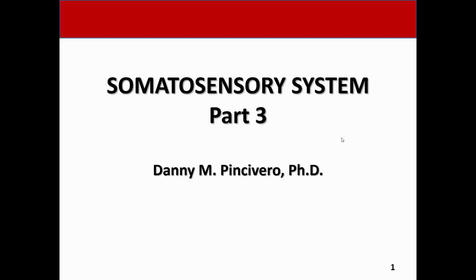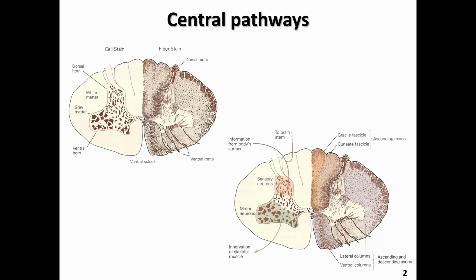In this lecture, we're going to take a look at the central pathways that transmit sensory information within the spinal cord and up towards the brain. And we start at the lowest level in the central pathway, and that is the spinal cord. What we're looking at here on this slide are cross sections at any particular level of the spinal cord and how that sensory information is transmitted.